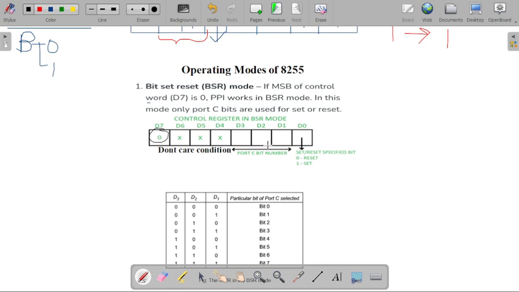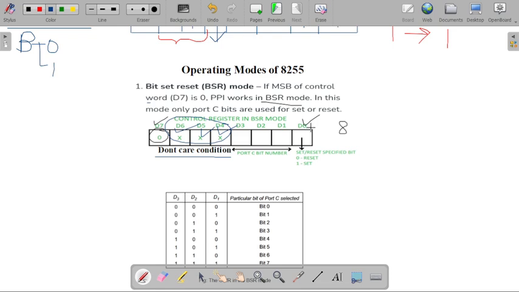In this diagram, there are a total of 8 bits available, from D0 to D7. Whenever your processor is working in BSR mode, we set the D7 bit to 0. Now these 3 bits, D4, D5 and D6, are used as don't care conditions and are not defined anywhere.